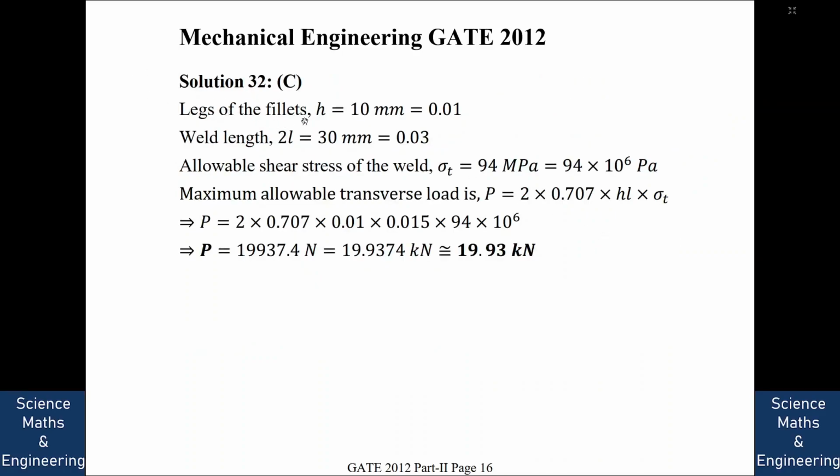The legs of the fillet, that is h, is equal to 10 mm, that is 0.01 meter. Weld length is 2 times L, equal to 30 millimeter, that is 0.03 meter. Now allowable shear stress of the weld sigma T is 94 megapascal. So maximum allowable transverse load is 2 into 0.707 into h into L into sigma T. From here we get P is approximately equal to 19.93 kilonewton. So I'll go to the next question.